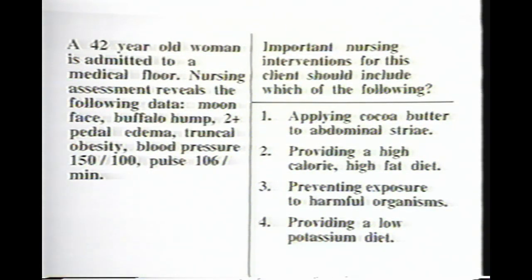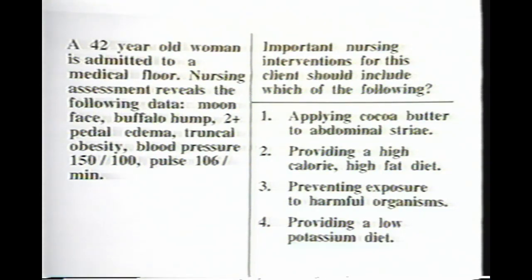So as we look at those choices, you might say that applying cocoa butter is not going to hurt her, but it's not important. So that's not the correct answer. If you remember the picture of Mrs. Cushing, she definitely does not need a high-calorie, high-fat diet. So that's not the answer. Number 3, preventing exposure to harmful organisms is the answer. She is immunocompromised, and we need to teach her and to help her to avoid exposure to infection.